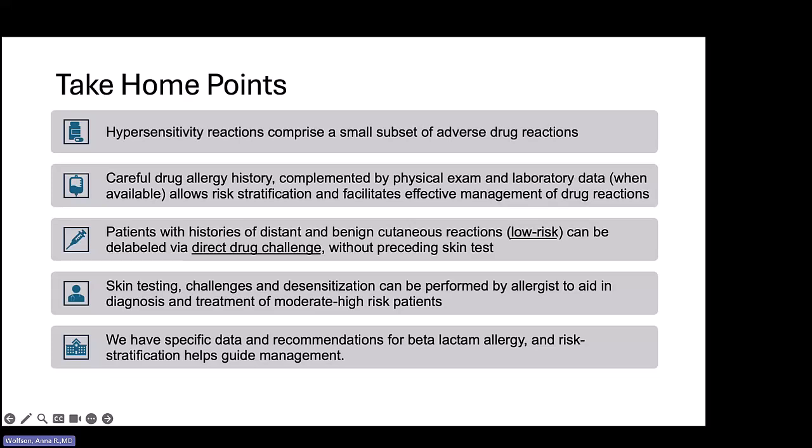Patients with histories of distant and benign cutaneous reactions are low risk and can be delabeled via direct drug challenge without preceding skin test. Skin testing, challenges, and desensitization can be performed by an allergist to aid in the diagnosis and treatment of moderate to high risk patients. And we have specific data and recommendations for beta-lactam allergy, and risk stratification helps guide our management.